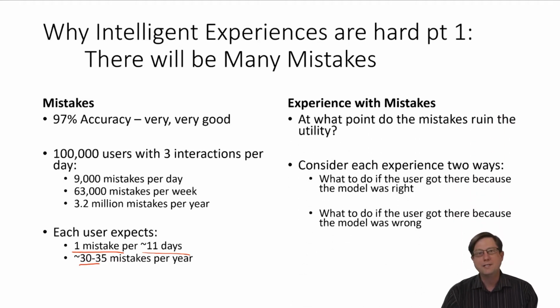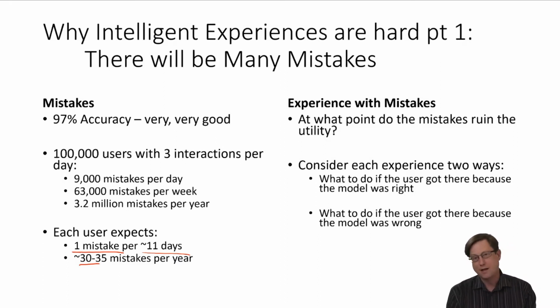And the question you need to ask yourself is, at what point do those mistakes ruin the utility of the application that you're trying to create, but more particularly the utility of the model, where people around you would say, man, why did we get into this machine learning stuff? It's just not working out, right? So how would you think about that?